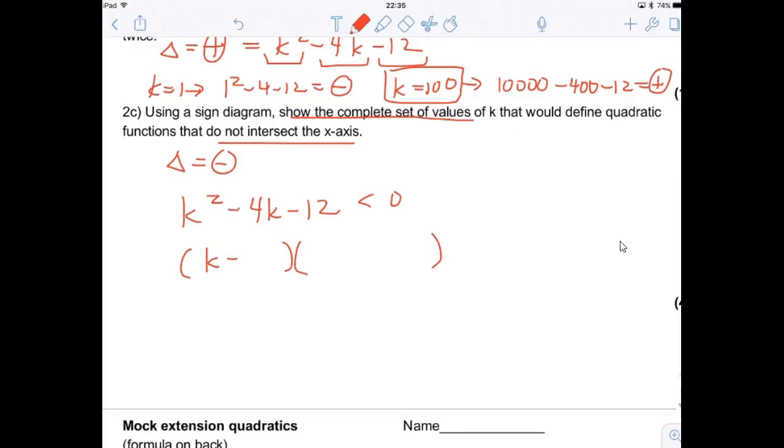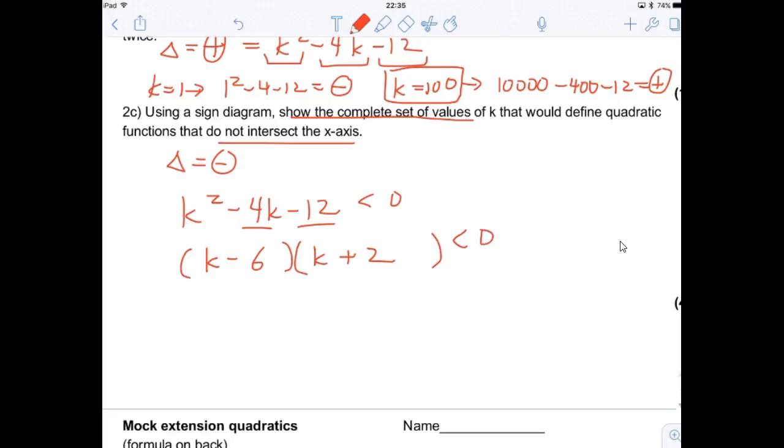You'll see that when you factor this, it would be k minus 6 and k plus 2, right? Because negative 6 times 2 would be negative 12, and negative 6k plus 2k equals negative 4k. So that works out perfectly.